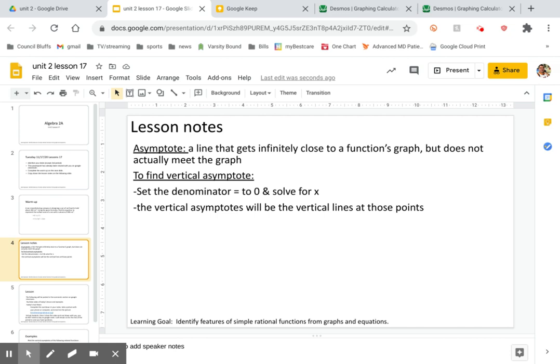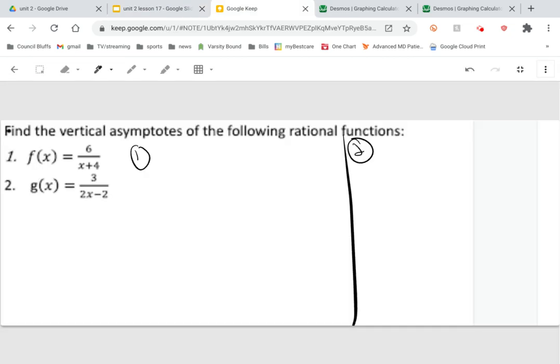And today we're going to talk about a vertical asymptote. So that would be a line that goes up and down. Tomorrow we're going to talk about horizontal asymptotes. So these have to do with rational functions. Remember, rational functions are functions that have fractions, polynomials, either in the numerator, the denominator, or both. So to find a vertical asymptote, we're going to set the denominator equal to 0 and solve for x. The vertical asymptote will be at the vertical lines at those points. So to show you what I mean, let's look at the examples here.